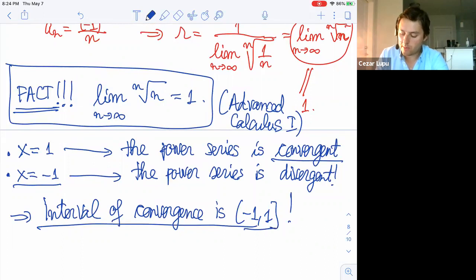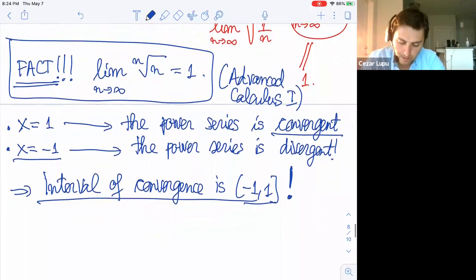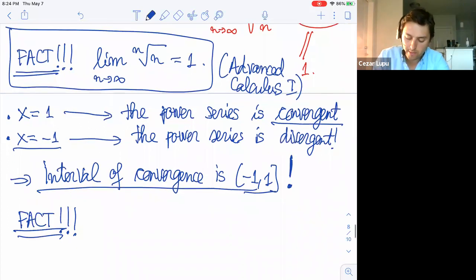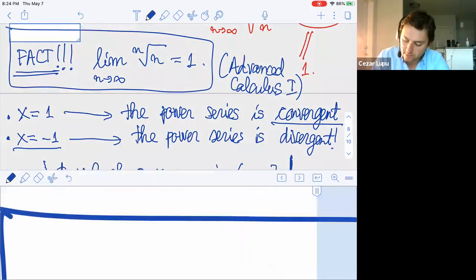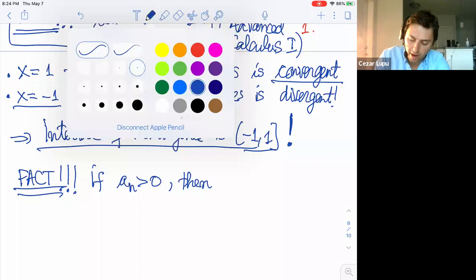All right, I want to make a remark here because I gave you that the radius of convergence is 1 over the limit of the nth root of the absolute value of a_n. But there is also another fact from advanced calc 1 that I want to recall, and this is very important. If I have a sequence of positive real numbers, then we have the following amazing fact.